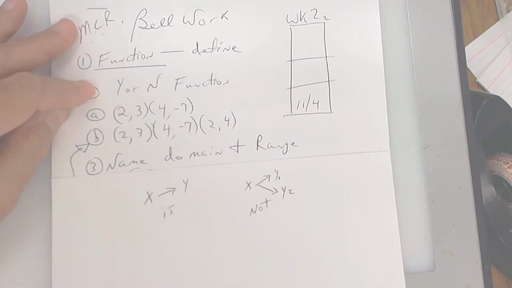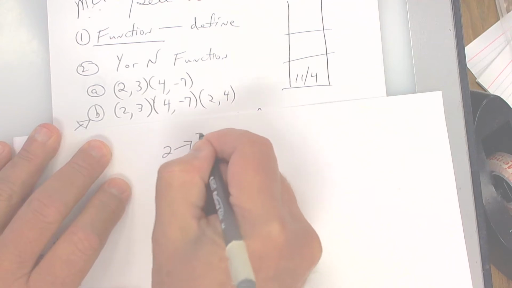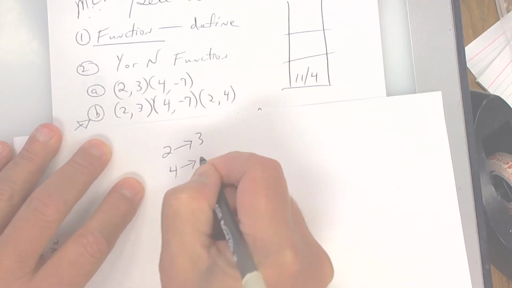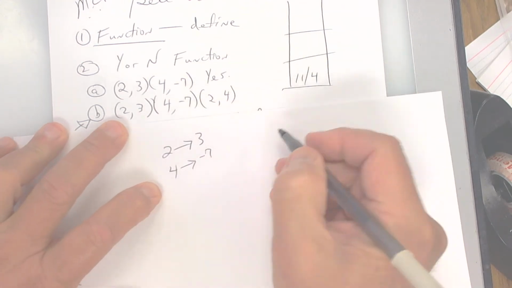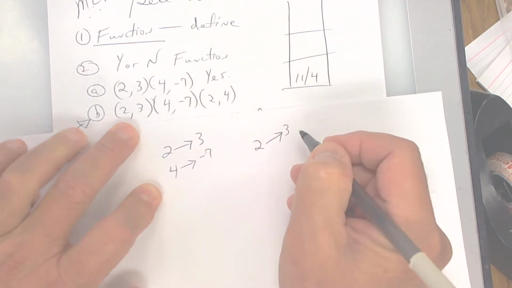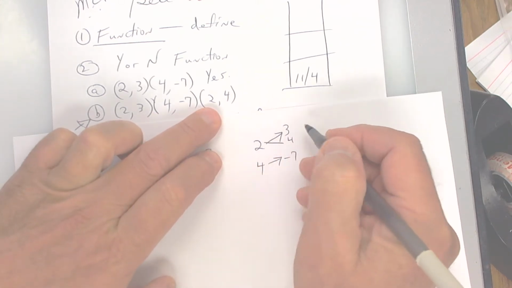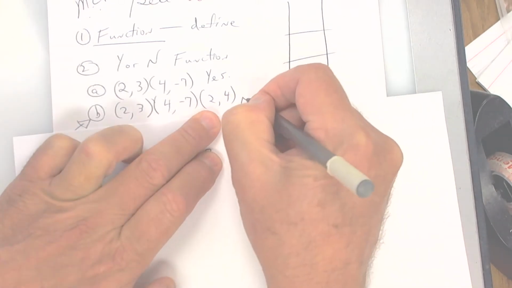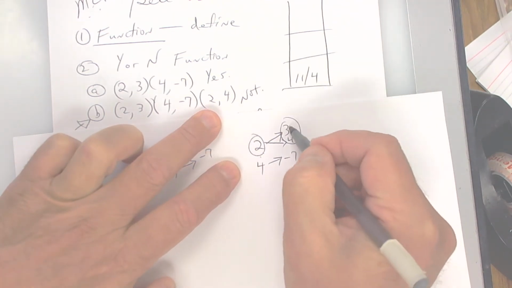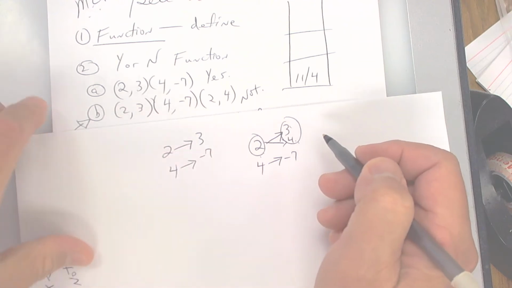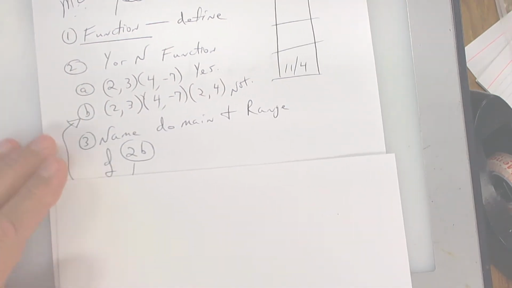All right. Look at these here. Are they functions? Well, 2 has a 3. That's okay. 4 has a -7. That's okay. This one's yes. Is this a function? 2 has a 3. 4 has a -7, but 2 also has a 4. This one is not a function. This domain has 2 y's.